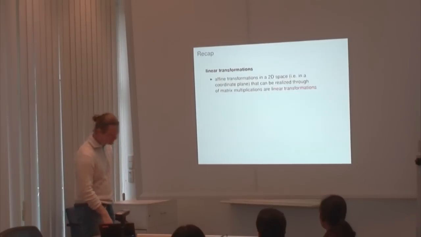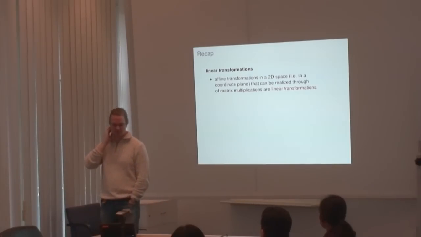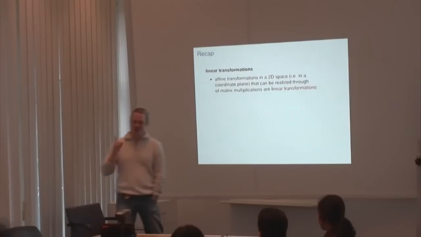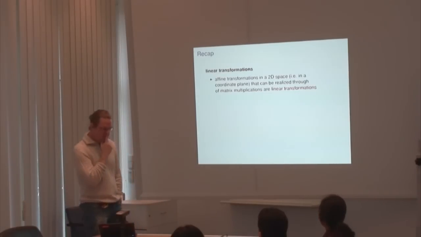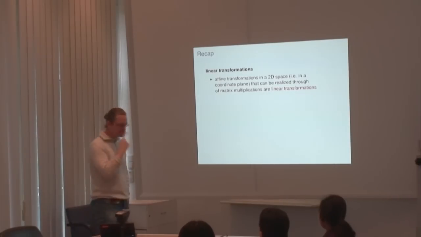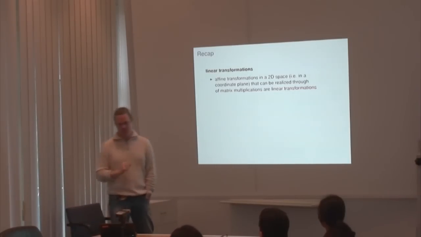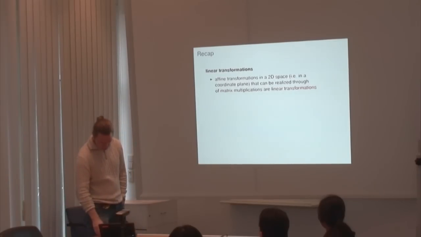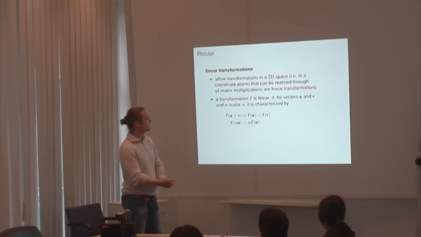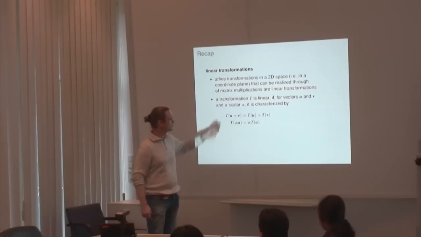Now that we talked about matrix multiplications, we looked into the idea of what it means for a transformation to be linear. And I said that if something can be realized by means of a matrix vector multiplication, that something is a linear transformation. And a linear transformation, let's very generally refer to it as T, is called linear if it obeys these two properties.